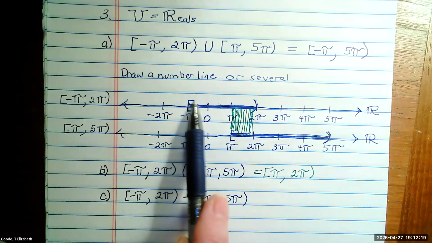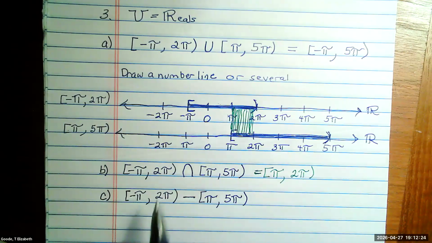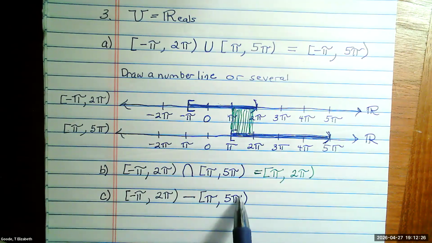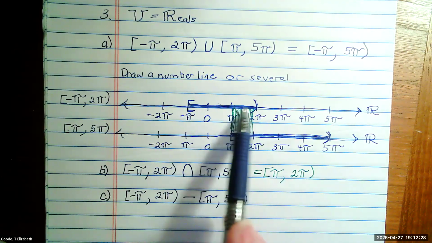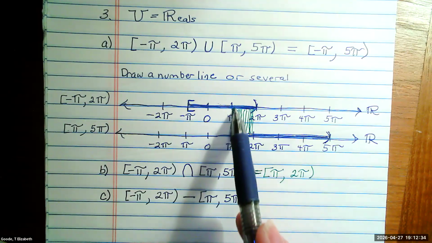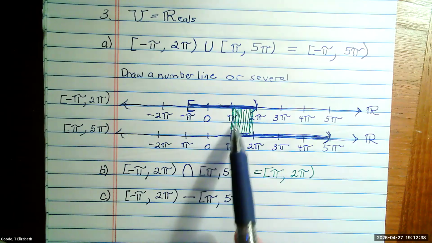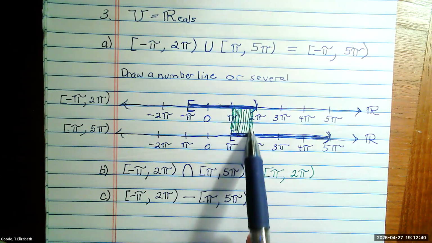So it means we're starting with this set. Negative pi, including the negative pi, up to, but not including 2 pi. We start with that and we subtract away any of the elements in here that are also in the second set. Well, we've already kind of indicated those overlap elements, right? Those are the ones we have to subtract away. Does that make sense?